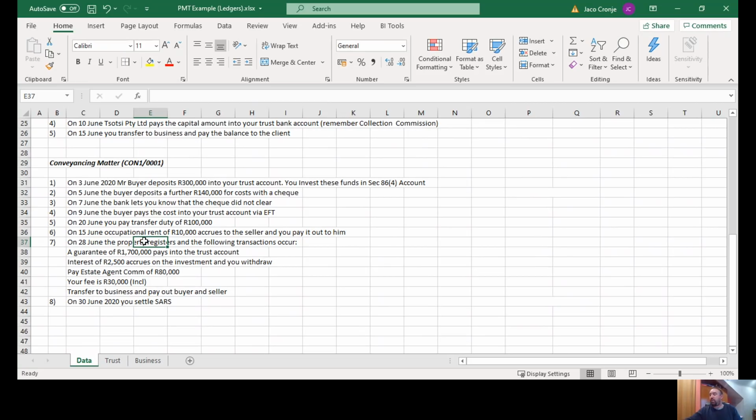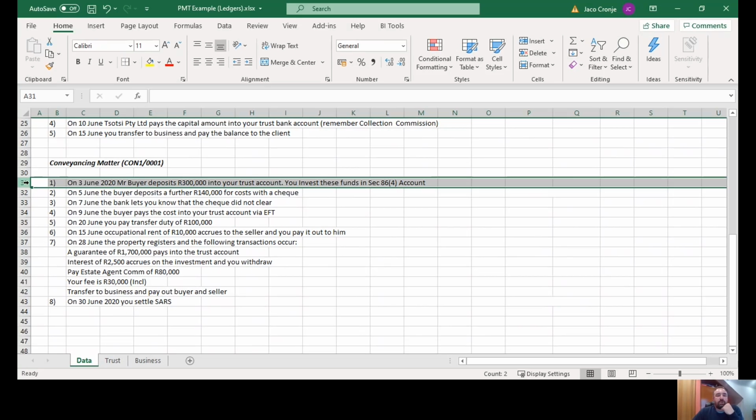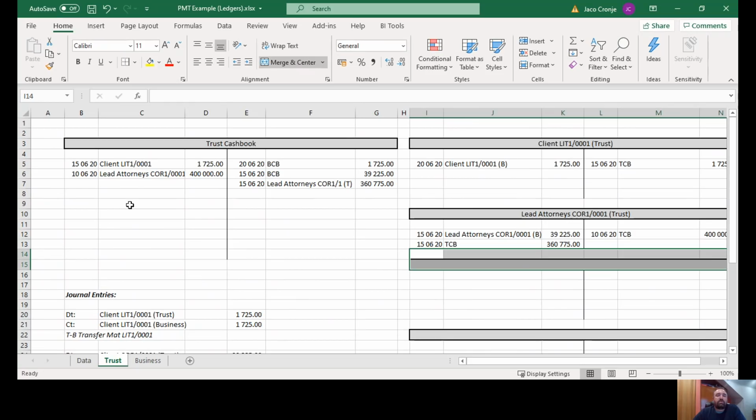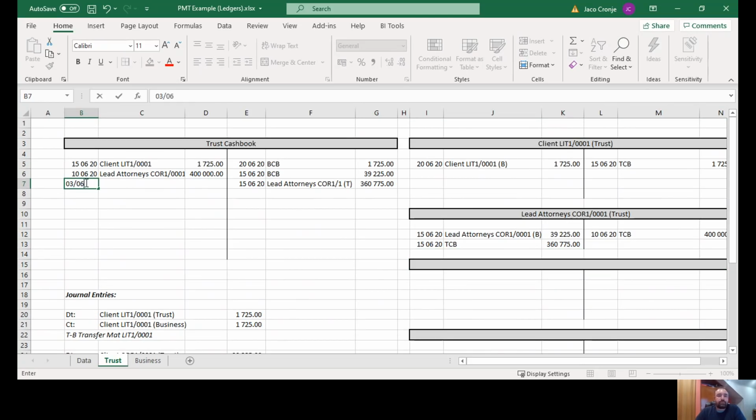Right, so let's go. On the 3rd of June, Mr. Buyer deposits 300,000 Rand into your trust account, and we invest these funds in section 86(4). Okay, so will this deposit be paid into my trust or my business account? The answer is this will be paid into my trust account. Will my trust account increase? Yes.